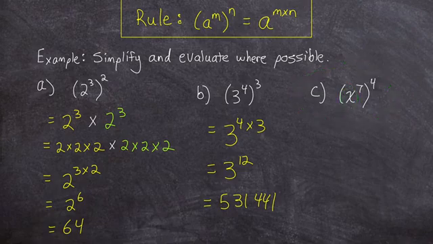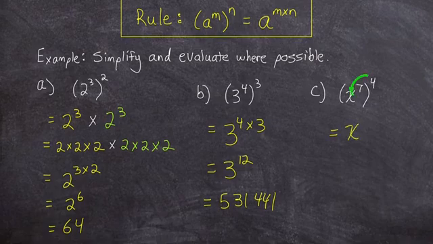And then for part C, we won't be able to evaluate it since the base of the power is a variable, but we still can use the power of a power rule, which says we can keep the base of the power as x, and then get the new exponent by finding the product of those exponents, 7 times 4. And 7 times 4 is 28, so my simplified power is x to the power of 28.